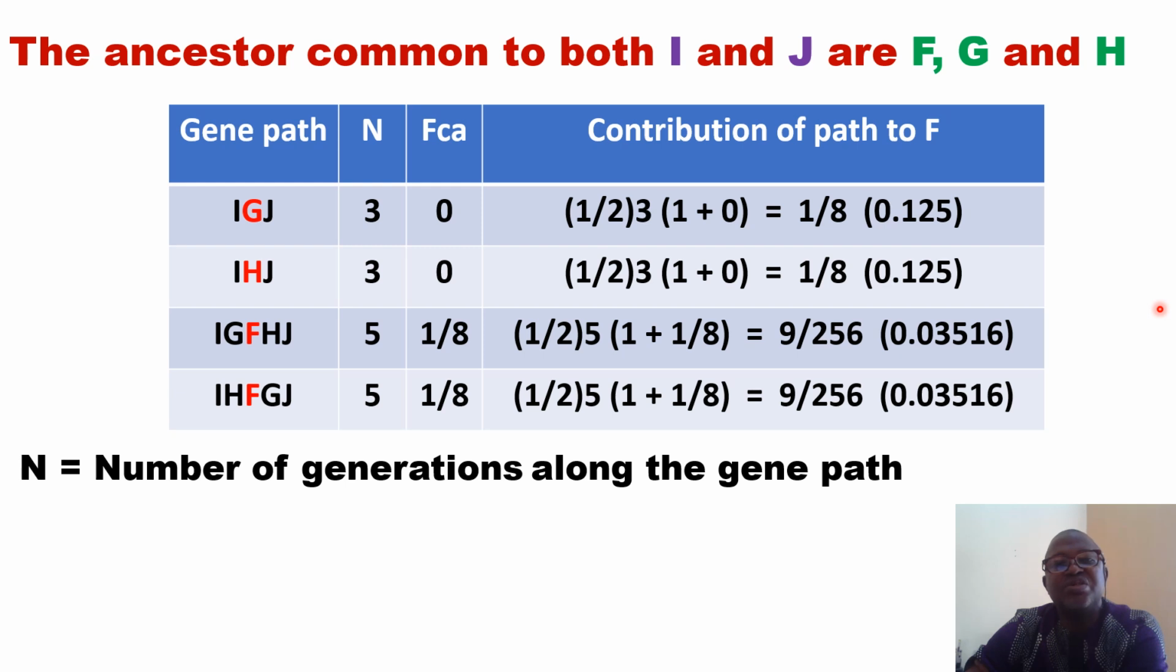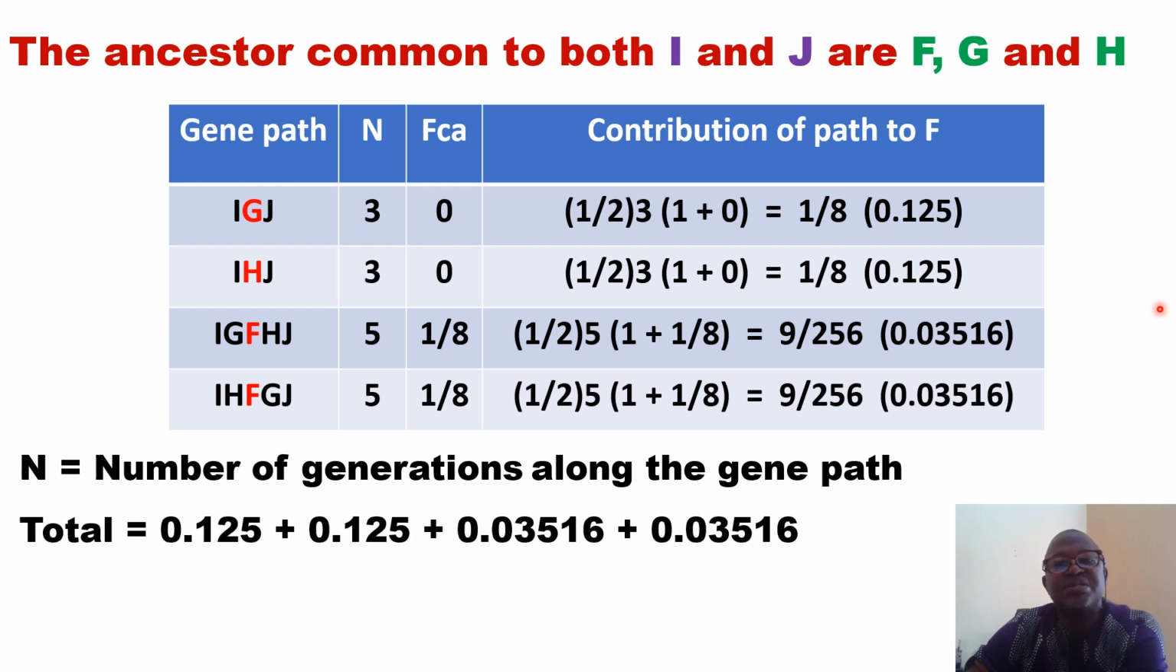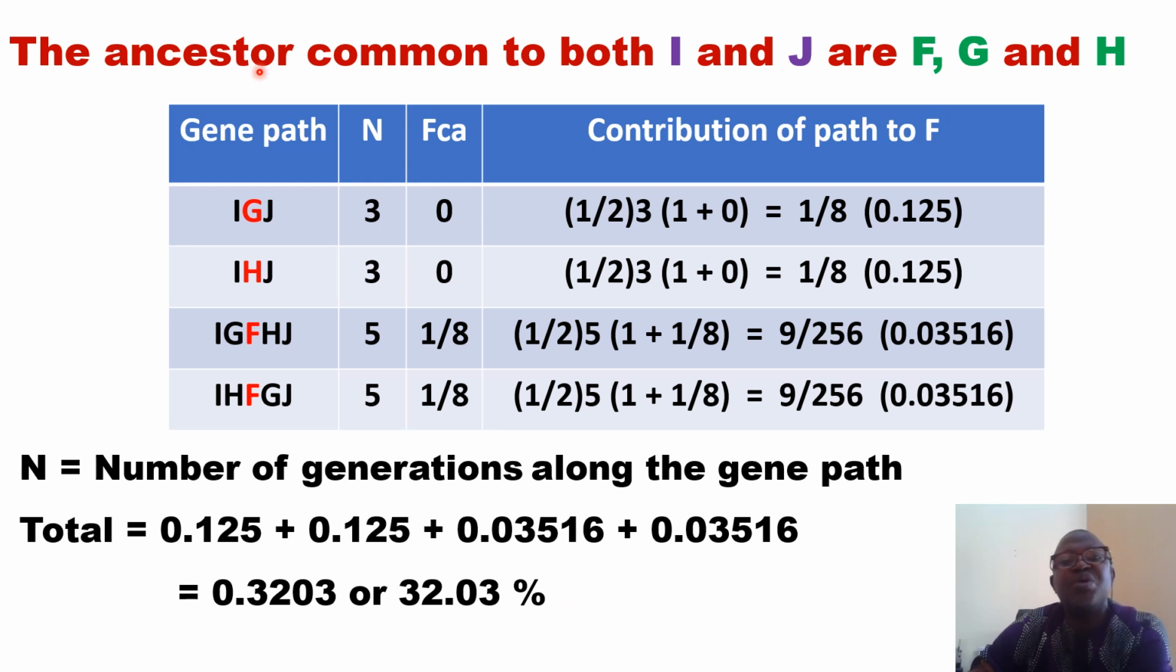So n is the number of individuals along the gene paths, and when we add up all the contributions, it gives us an answer of 0.3203, or 32.03%. So because there's a common ancestor along the gene path, that common ancestor led to an inbreeding coefficient of about 32.03% inbreeding in that population.